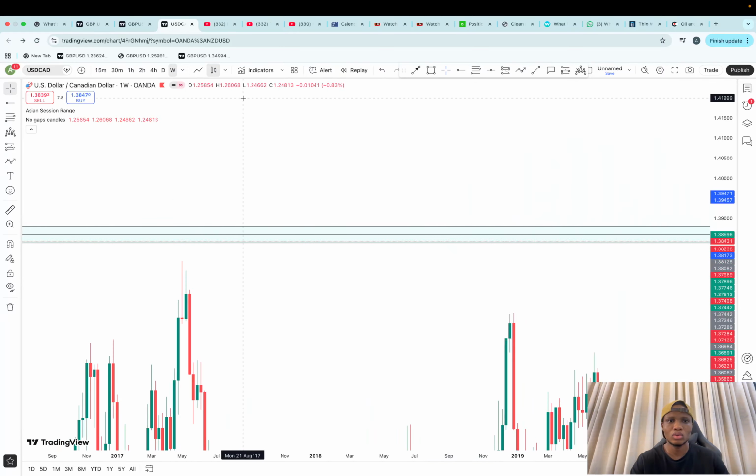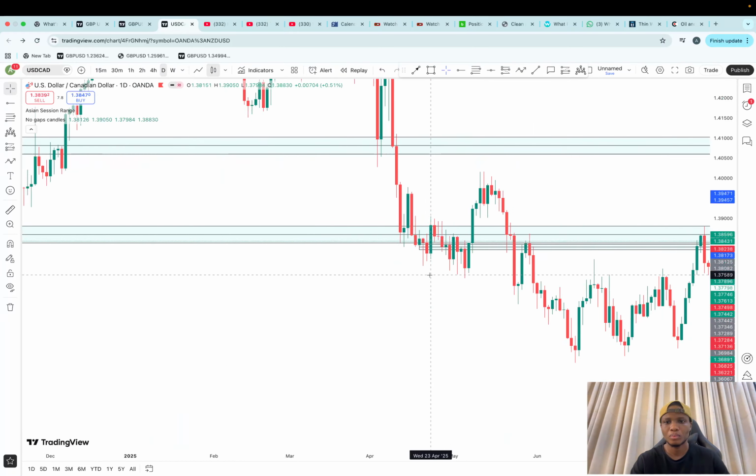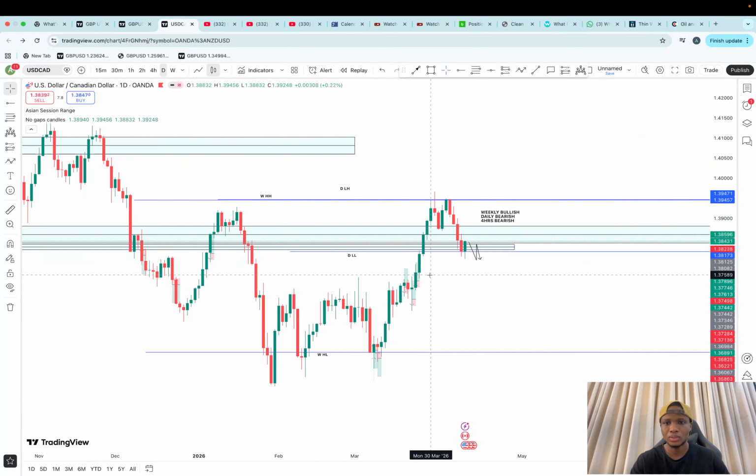But we are at a very clean support and resistance zone. Coming down to the daily, the daily is bearish. This was our previous higher high, higher low. Now we have this market body close below this low. This is now a lower low, lower high.